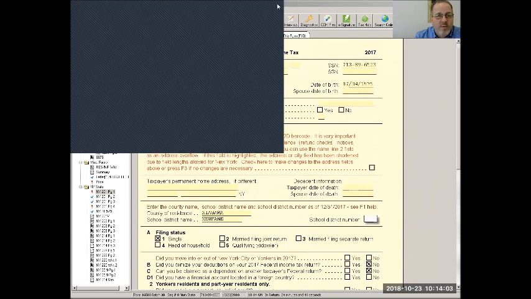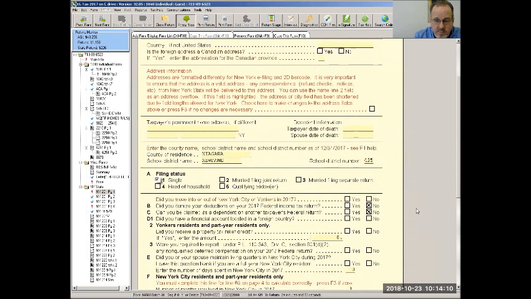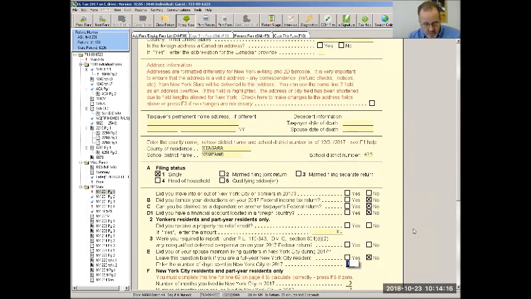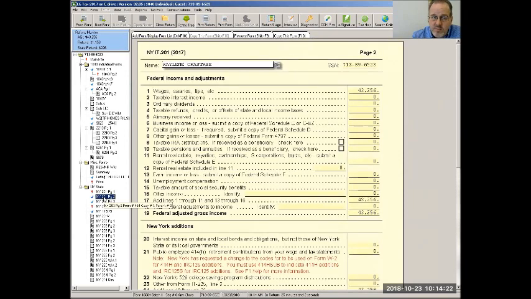Newfane's 435 is their school code. You're not hiding any money in the Cayman Islands, Switzerland, or any other foreign countries? No. And you don't maintain your residence in New York City? No, I don't. Okay, all right. So everything on the state comes over from the federal.